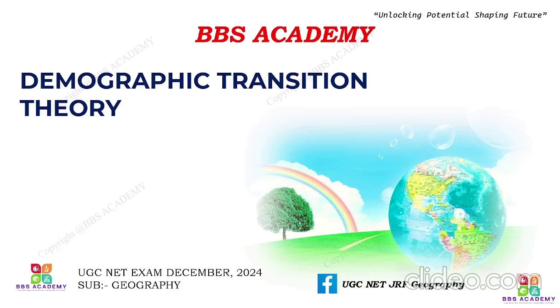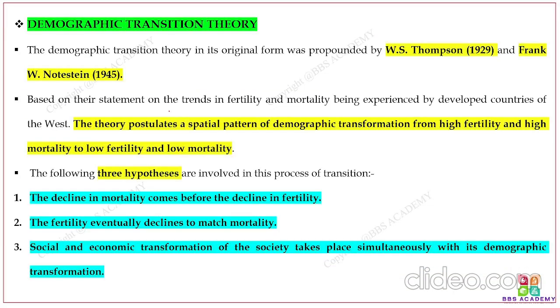In today's topic, we are discussing the demographic transition theory. Demographic transition theory is a general model describing the evolution of the levels of fertility and mortality over time. The demographic transition theory was propounded by several scholars at different times with different stages. W.S. Thompson in 1929 propounded the demographic transition model. After that, Frank W. Notestein in 1945 explained it in different stages.